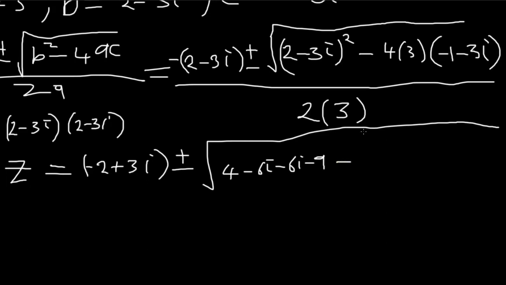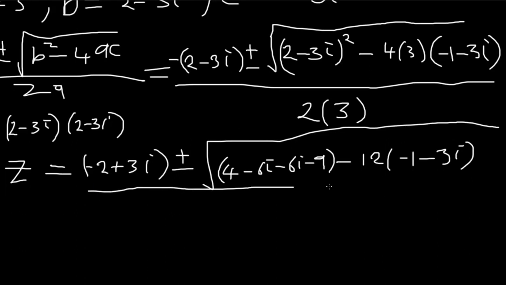Then we put a minus there. So this is 3 times 4. We're going to have a 12. So let me do this. Brackets are very important. So this is going to give us 12, and then open brackets, negative 1 minus 3i. Then everything over 6. We multiply 2 times 3 there, the denominator you get 6.